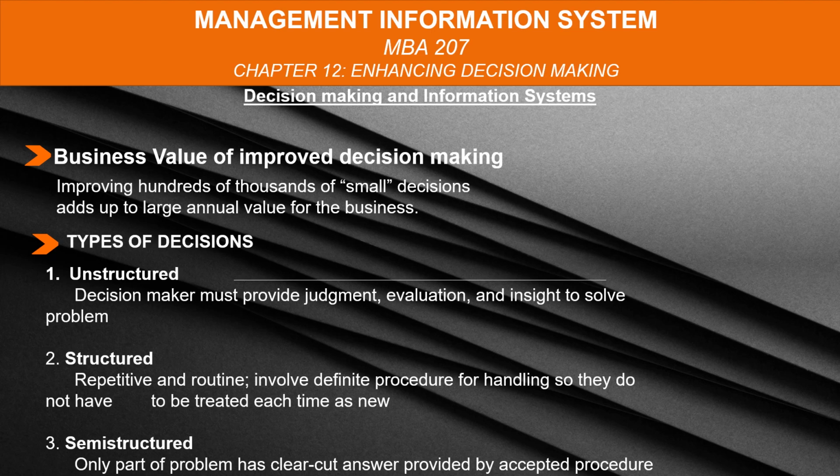For structured, these are repetitive and routine decisions. They also involve a definite procedure for handling them, so they do not have to be treated as new each time. The third one is the semi-structured, where only part of the problem has a clear-cut answer provided by an accepted procedure. In general, structured decisions are more prevalent at lower organizational levels, whereas unstructured decisions are more common at higher levels of the firm.